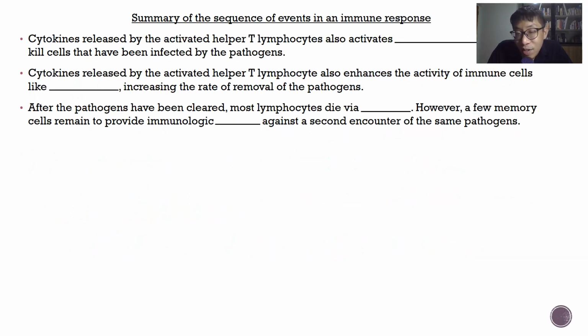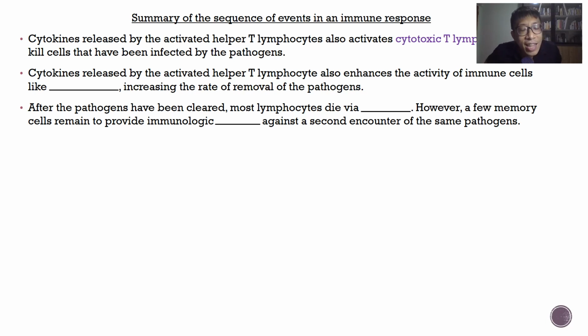You can pause if you want to take some time to fill in the blanks yourself. All right, so I shall just go on. The cytokines released by our activated helper T cells also activate the cytotoxic T cells to kill any of our own cells that have been infected by this pathogen, right? So we recall how the cytotoxic T cells themselves recognize the infected cells, by the antigen presented on the infected cells via the MHC class 1 molecules.